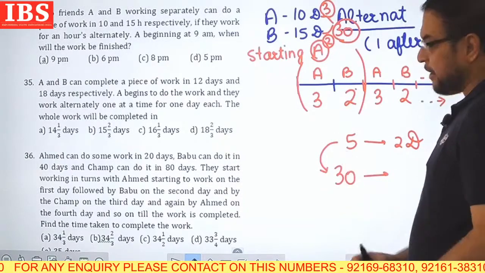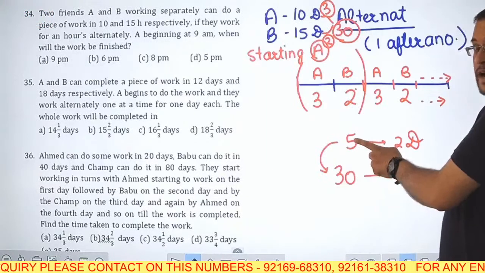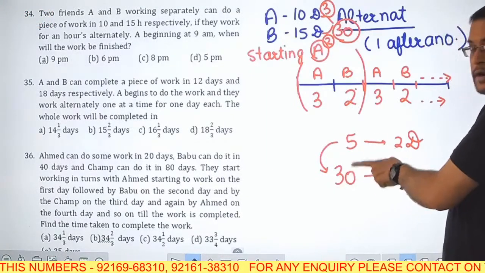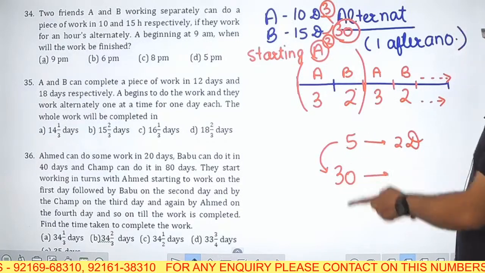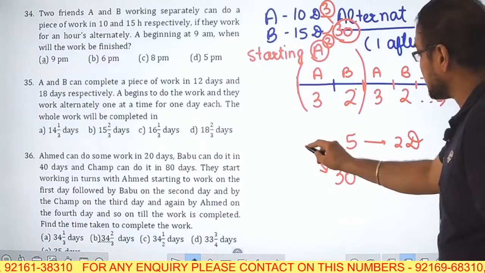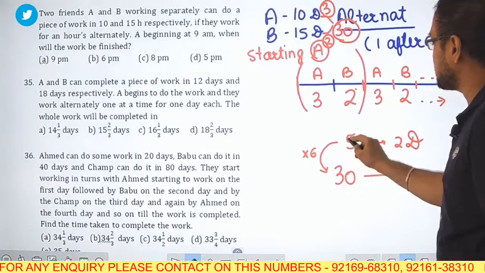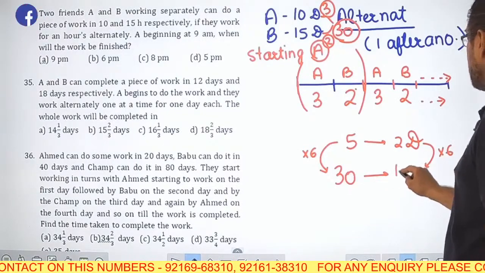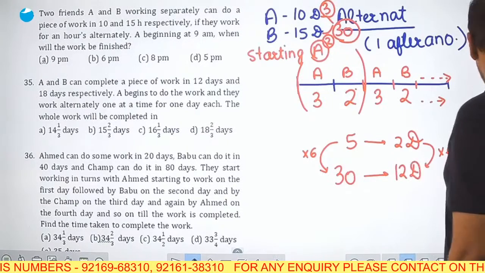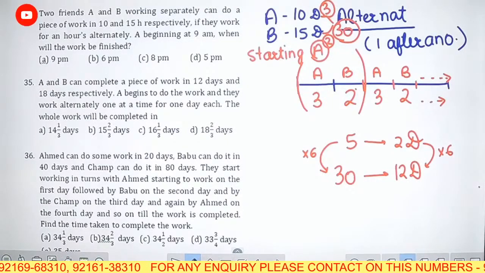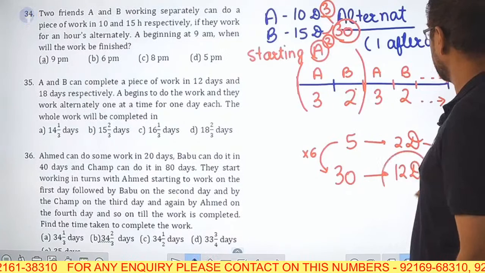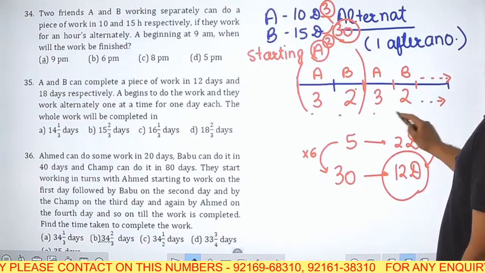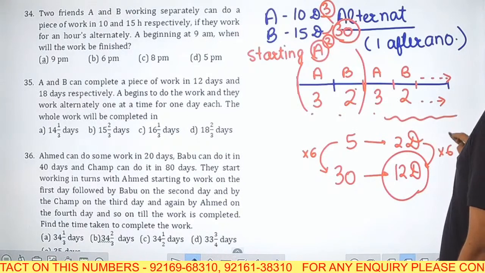Why am I telling you this? Sometimes this may not be an exact multiple of 5, so we need to calculate the quotient till the exact multiple first. Here it is an exact multiple of 5: 5 sixes are 30. So this will be 6 times, which is 12 days. So for this question, the answer will be 12 days. Alternately 3, 2, 3, 2, 3, 2, they will take 12 days to finish the total work.